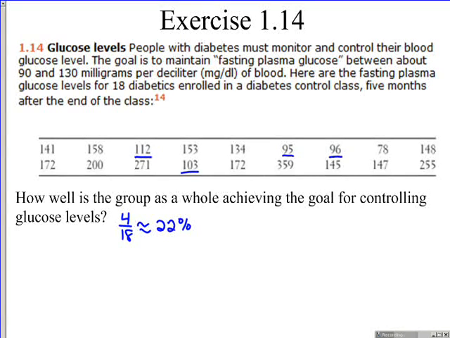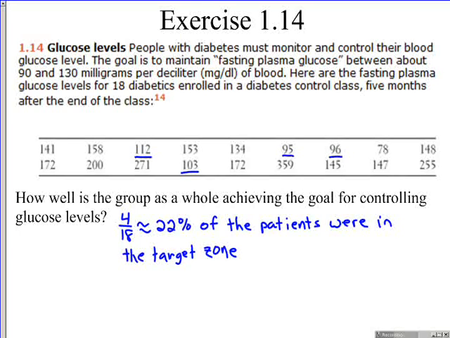22%, achieve the goal. So how would you say that they are doing? Not very good, because 22% of the patients were in the target zone. So they are not doing a good job.